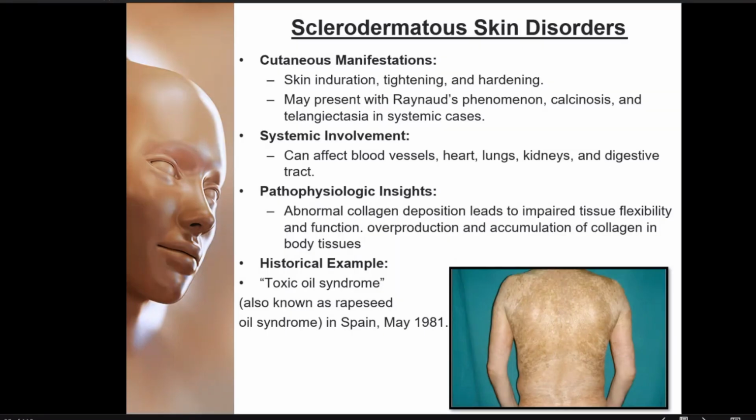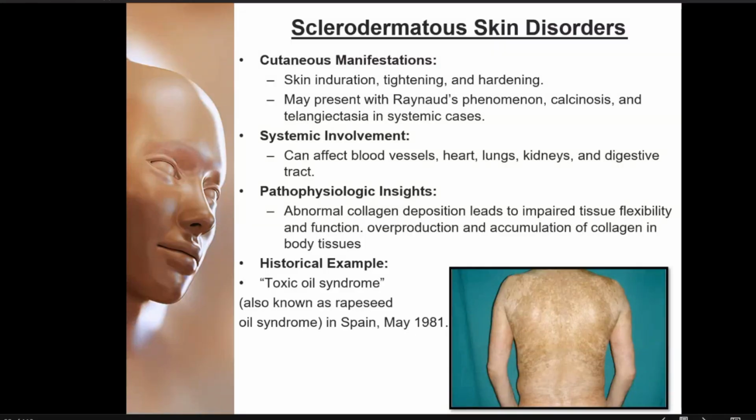Sclerodermatous skin disorder. In this disease, you can see skin induration, tightening, and hardening, which may present with Raynaud phenomenon, calcinosis, and telangiectasia. In systemic cases it can affect the blood vessels, heart, lung, kidney, and digestive tract. The pathophysiological insight is abnormal collagen deposition leading to impaired tissue flexibility and function, with overproduction and accumulation of collagen in the body tissue.